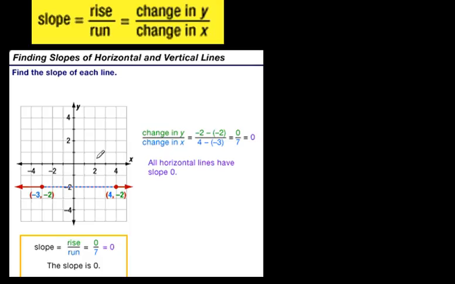Now you can see how to compute it algebraically if you want. So every horizontal line has a slope of 0 because the line's not going up, the line's not going down, it's just level. So all horizontal lines have slope 0.